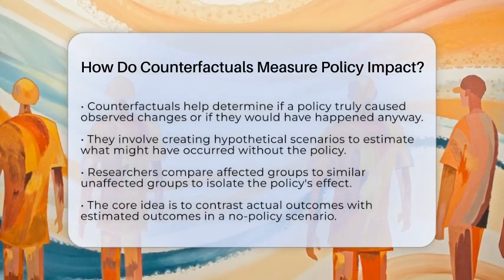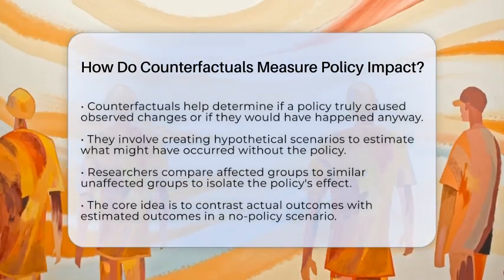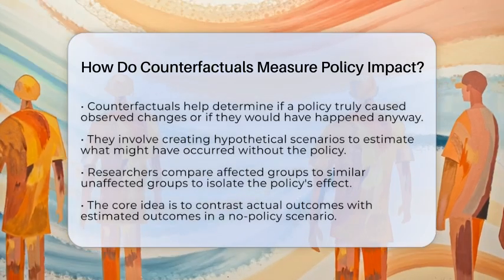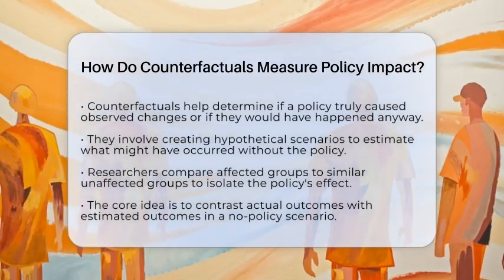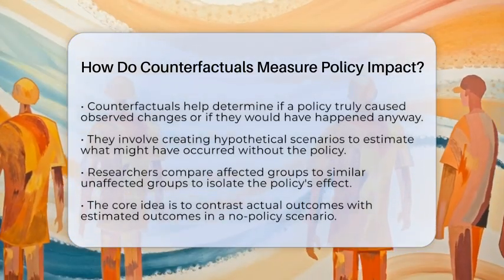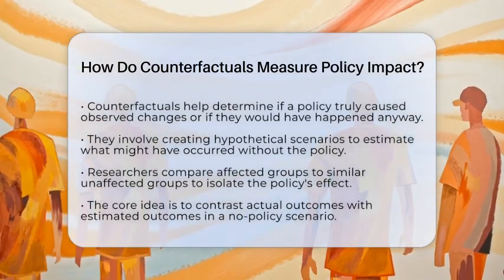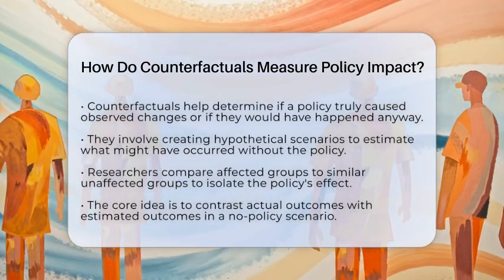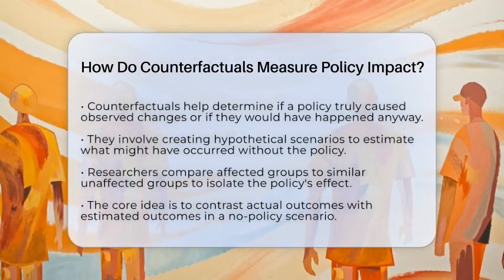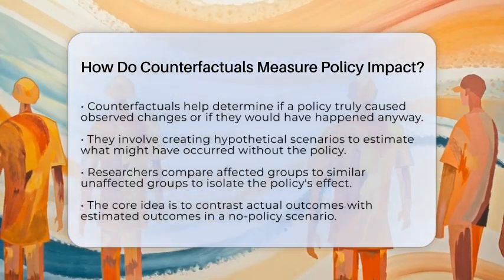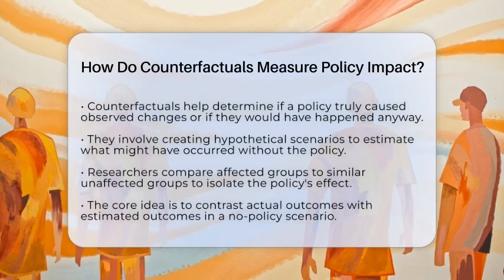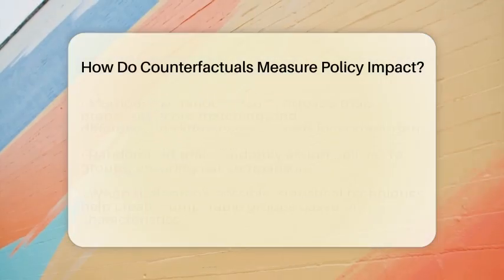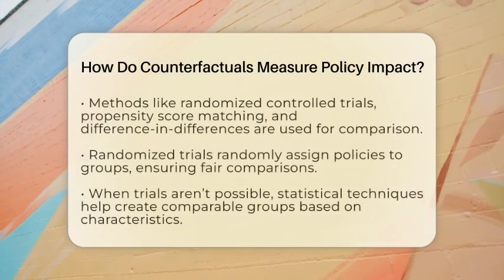and effective. Counterfactuals work by creating a pretend scenario. They ask, what would have happened to the people or the community if the policy had not been introduced? Since we cannot see this directly, researchers use comparison groups or statistical methods to estimate it. For example, they might compare a group affected by the policy to a similar group that was not affected. This helps isolate the effect of the policy from other factors that could influence the outcomes.